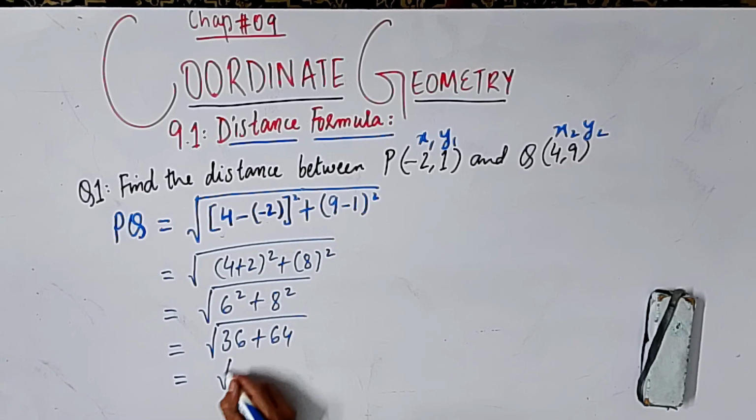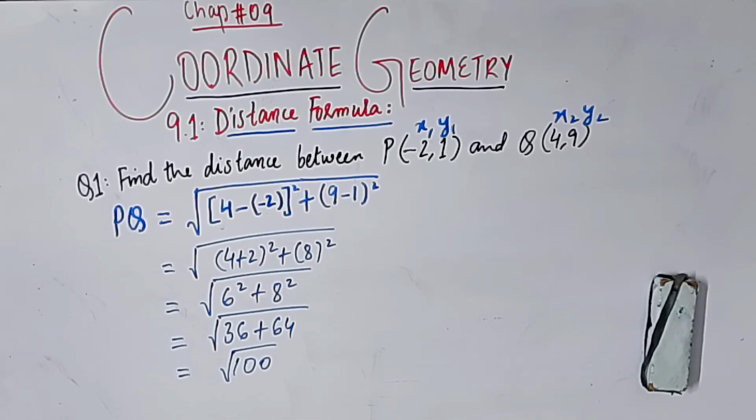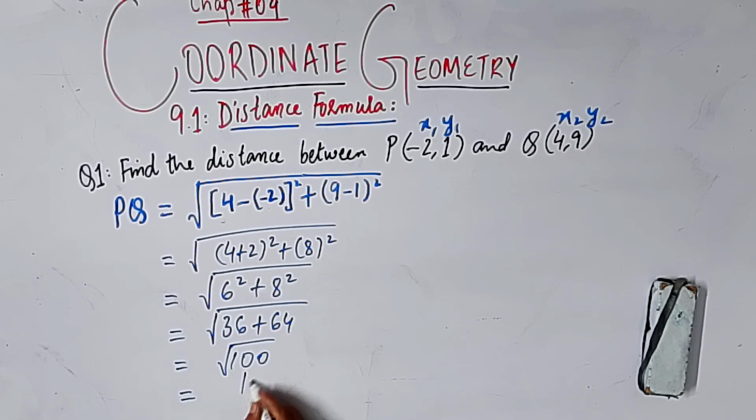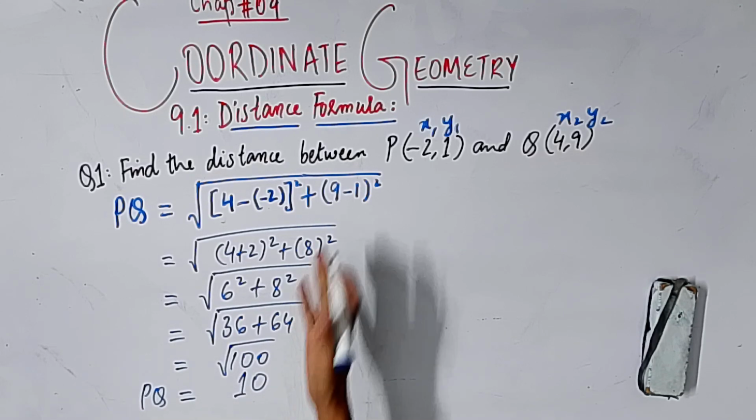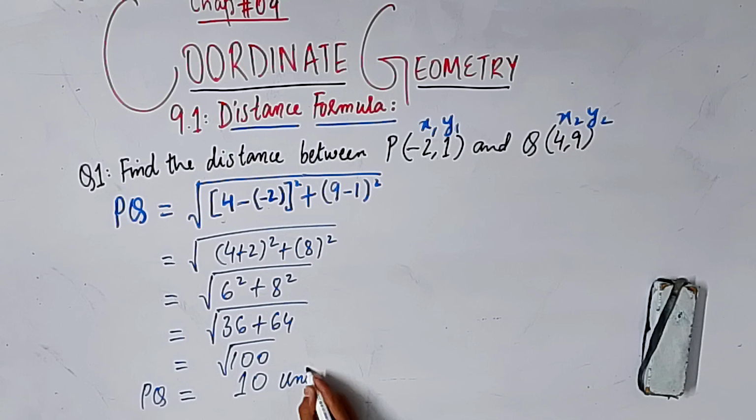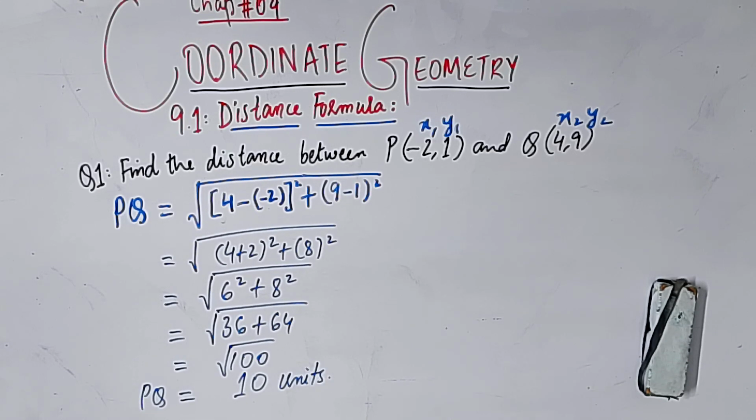Finally you will get under root 100, and you know that the square root of 100 is 10. So the distance between PQ, or these 2 points, is 10 units. Right now there is no unit given, as you know that distance is in centimeter, meter, millimeter, kilometer, but right now no distance is given, so you will use the word units in the answer. So this is how we apply the distance formula in our questions related to the distance between 2 points.